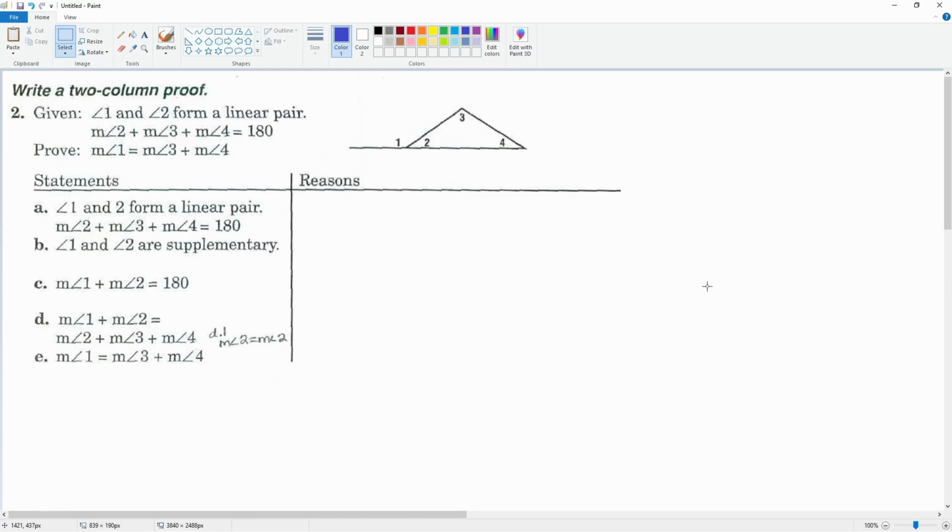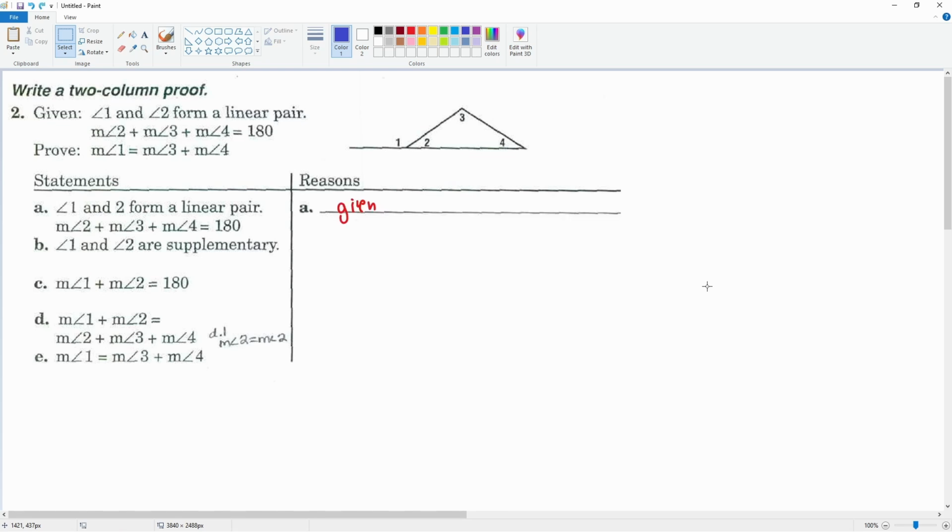So here we're given that angle 1 and angle 2 form a linear pair. If you add the measurement of angle 2, the measurement of angle 3, plus the measurement of angle 4, it equals 180. We need to prove that the measurement of angle 1 is equal to the measurement of angle 3 plus the measurement of angle 4. Where you're always starting is the given.